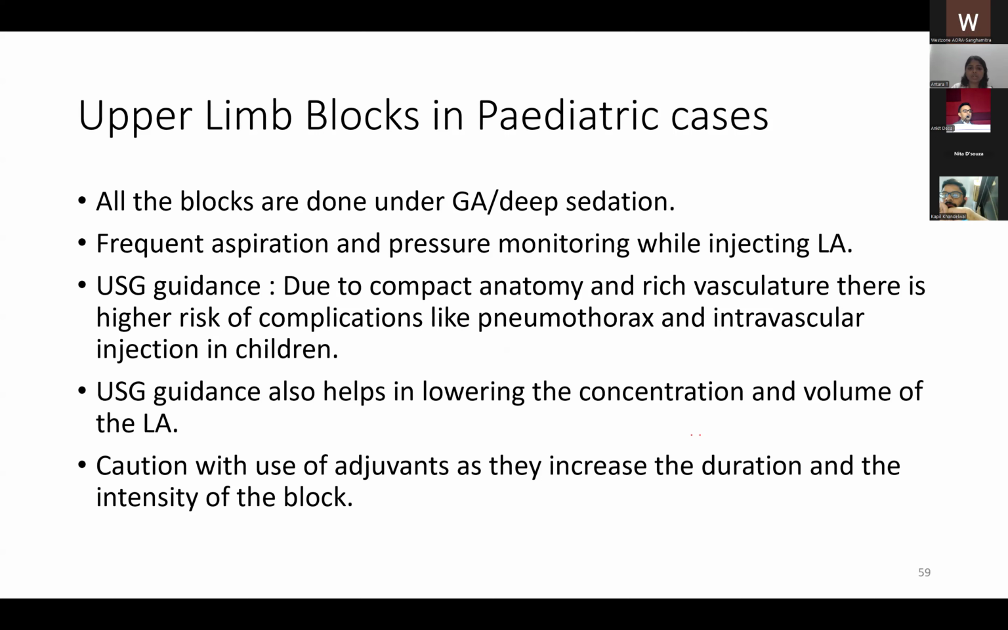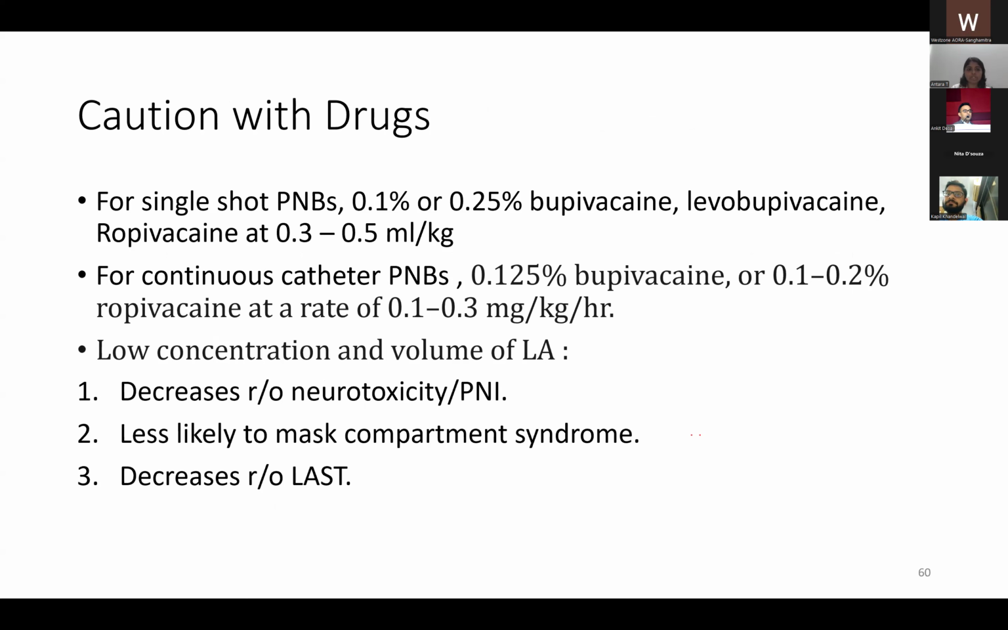USG guidance also helps in lowering the concentration and volume of the local anesthesia. Caution with use of adjuvants, as they increase the duration and the intensity of the block. So the drugs we use in pediatric patients for single shot peripheral nerve blocks, we use 0.1% or 0.25% bupivacaine, levobupivacaine, and ropivacaine at 0.3 to 0.5 ml per kg.